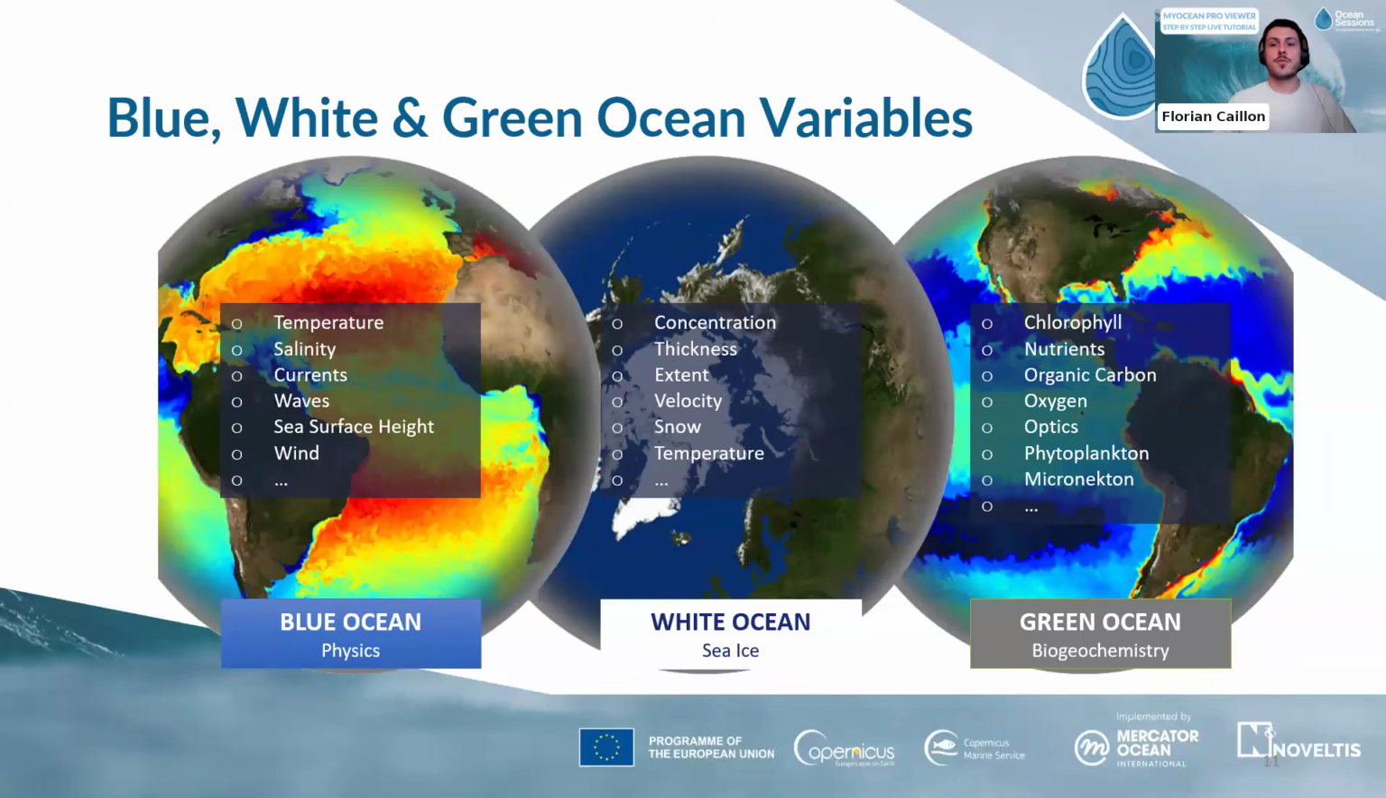And to fully describe the ocean, we classify variables into three families. The blue ocean, that covers physical processes such as temperature, salinity, currents, sea level, winds, and waves. The white ocean focuses on sea ice variables like concentration, thickness, and motion. And the green ocean includes biogeochemical indicators like chlorophyll, nutrients, oxygen, carbon, pH, and ecosystem-related variables.